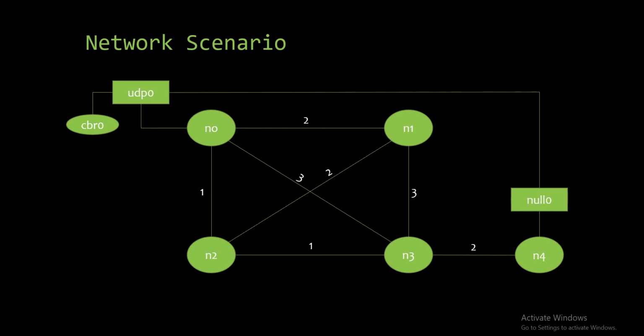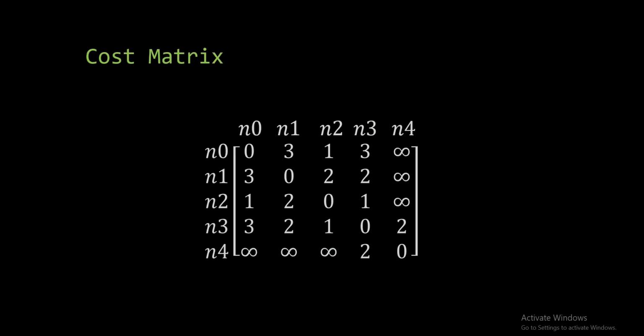Now, let us tabulate these in the form of a matrix. The matrix seen represents the costs between various links. Say the cost between N0 and N1 is 3, N0 and N2 is 1, N3 and N1 is 2, and similarly between N0 and N4 is infinity because there is no link established between the nodes N0 and N4, as seen in the network scenario.